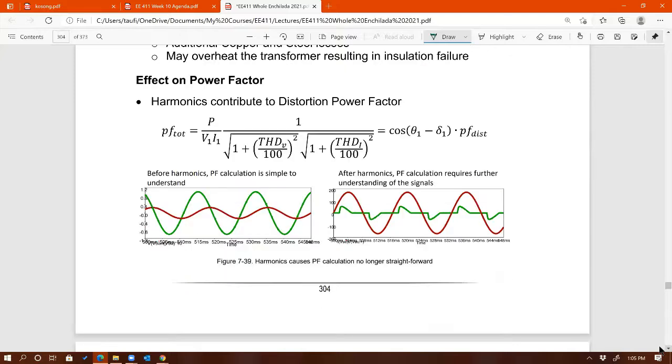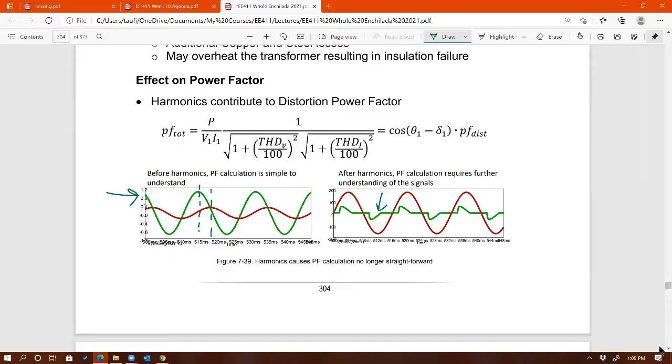Power factor now becomes more complicated to calculate, right? If you have a simple, linear load, that's easy to calculate power factor. That's just the difference between the angle. But what if you have current that looks like this? How do you calculate power factor? How do you calculate the phase angle difference between the voltage and the current? Now it's not so clear anymore, right?